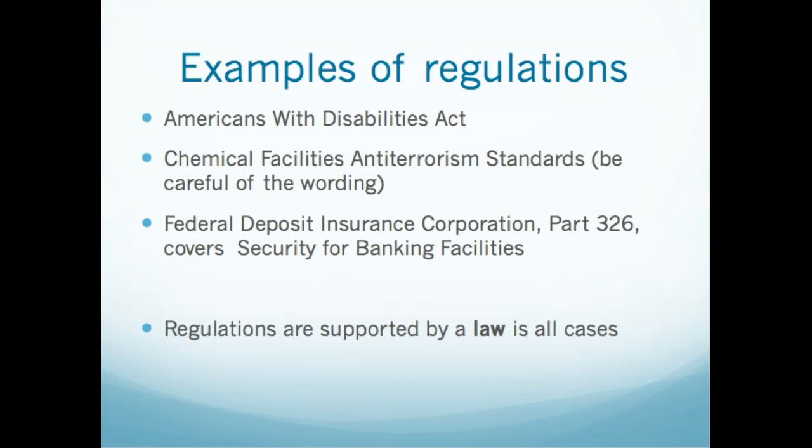FDIC protects you up to, I believe, $125,000 now, which is why when you start to put money away, you should start to think about splitting your money up into separate accounts if you're going to put it in banking accounts so that you don't have more than that. Because if the bank does go, you're only insured up to that amount by the federal government.